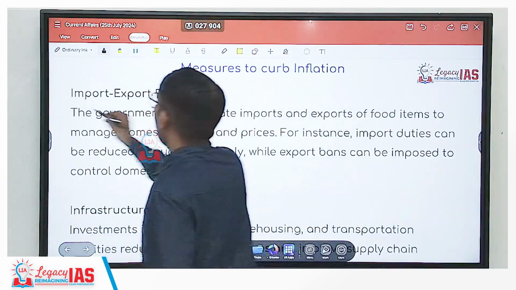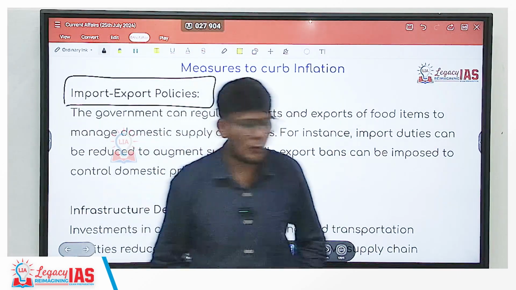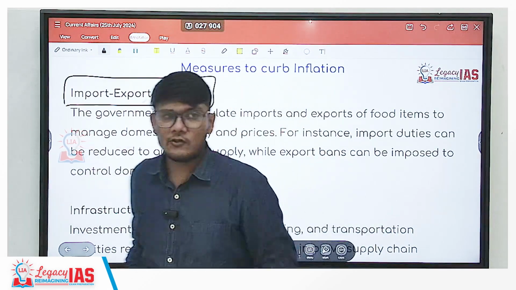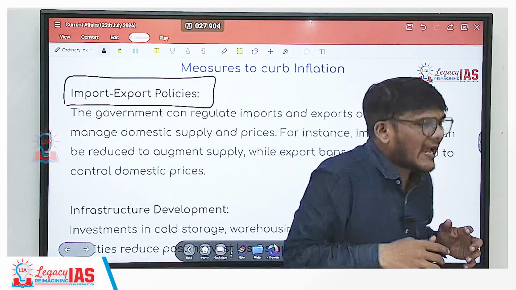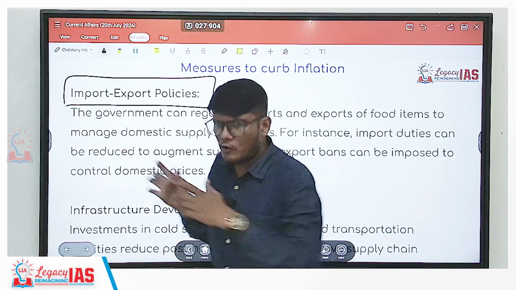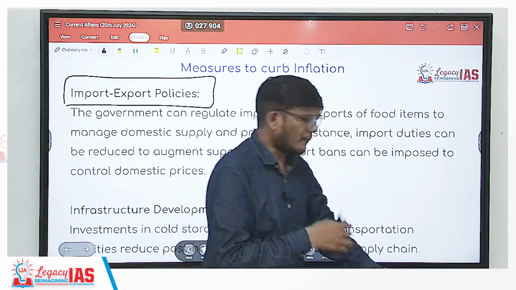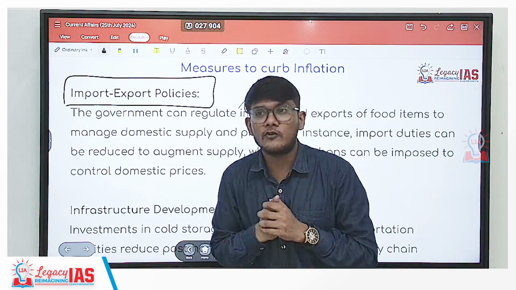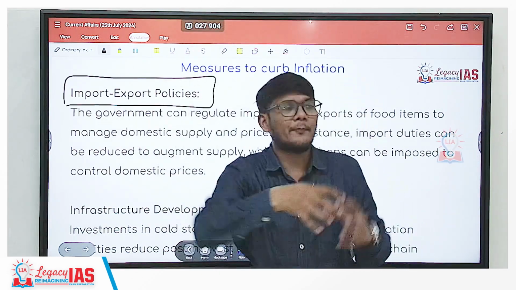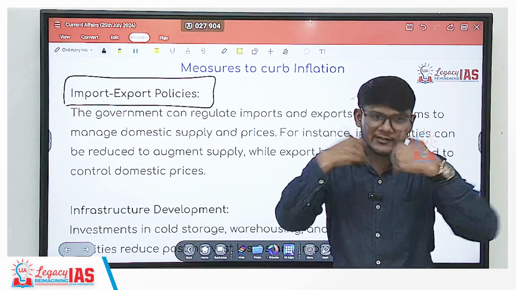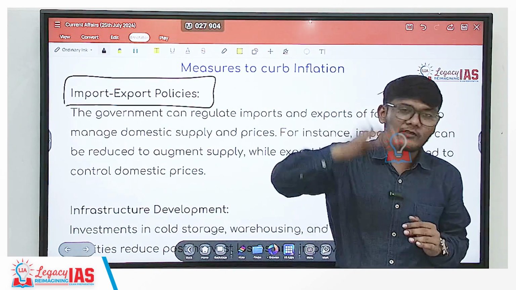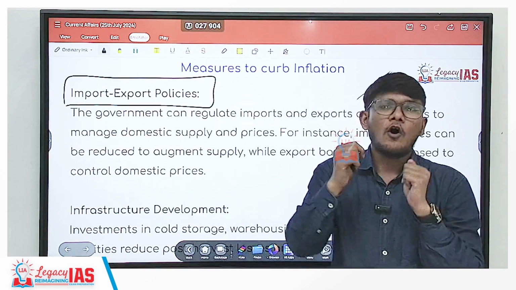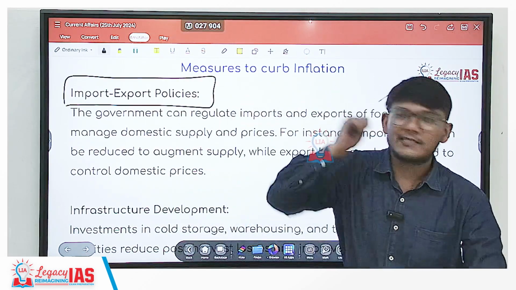Further, there can be import-export policies as well. What is import-export policy? How can we control inflation with the help of this? See, if inflation is there, that happens due to the demand-supply gap. If it is happening due to the increase in cost of production, you can't do much with import-export policy, because the cost of production itself is high. But if it is due to the gap between demand and supply, what you can do is put a halt on the export of that particular commodity, so that it is more present in our own country, so that the supply in our own country increases, so that the supply-demand gap is closed or at least negated a bit, so that the prices come down.